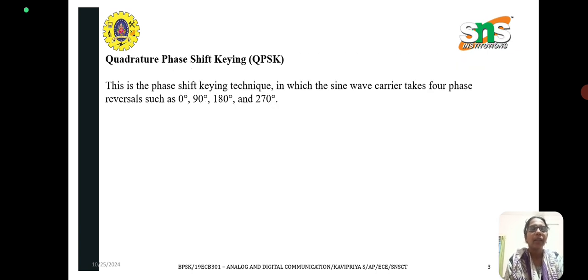And next is quadrature phase shift keying. In quadrature phase shift keying, the carrier undergoes 4 phase reversals. Since it is quadrature, as the name implies, it will undergo a 4 phase reversal. They are 0, 90, 180 and 270.